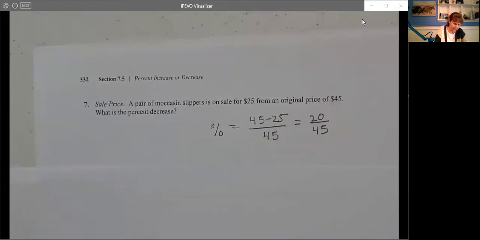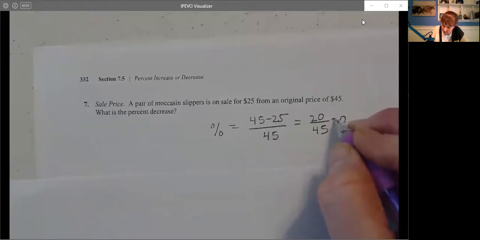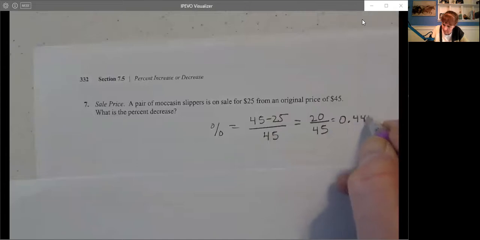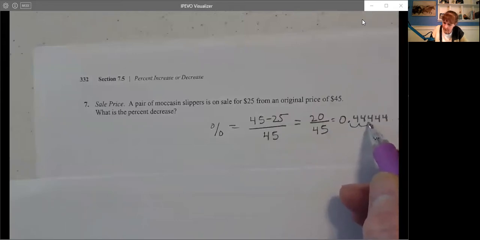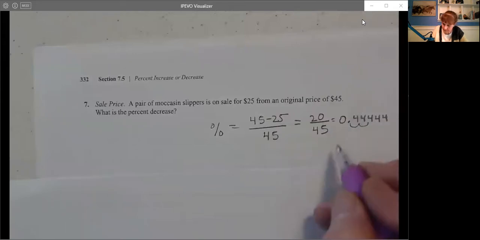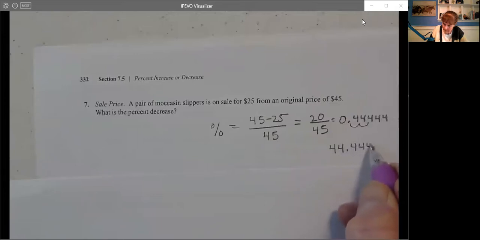Oh, I only divided by 4. Forgot to push the 5. So we get 0.4444 repeating. Great. So we're going to move the decimal over twice. Now, they may tell you to round it. Moved it to the right twice.